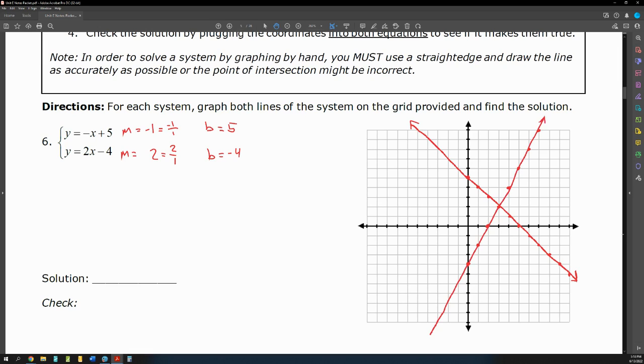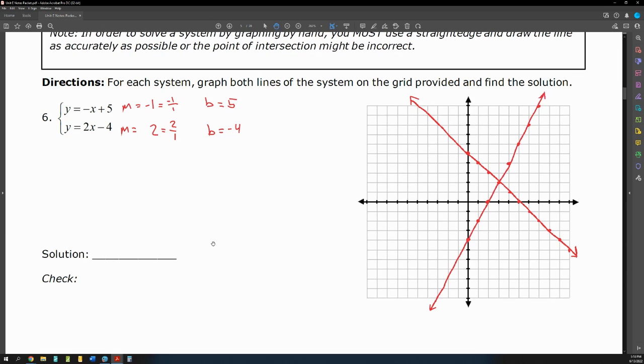And hopefully your drawing is a little bit better than mine. I'm doing this free-handed. Hopefully you're using a straight edge, and you can see pretty clearly what the solution is. So here I notice that the one point that they have in common, the place where they intersect, is right here, which has coordinates (3, 2). So the solution to my system of equations is (3, 2).